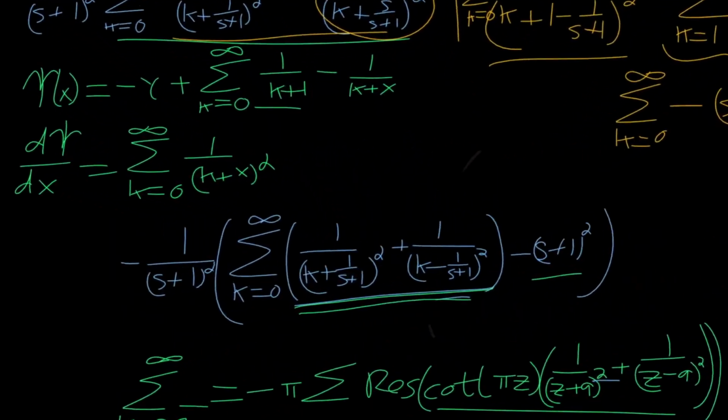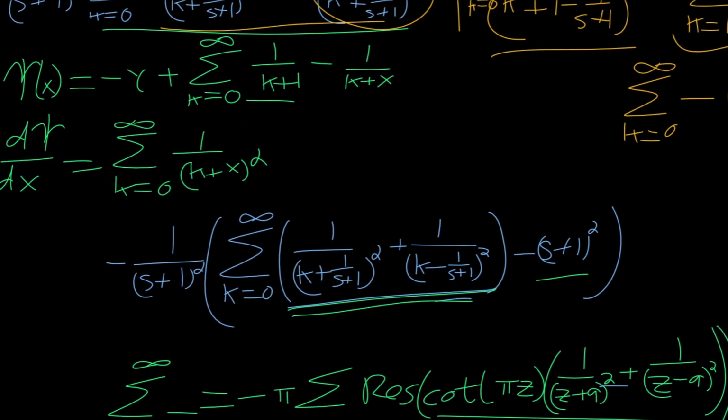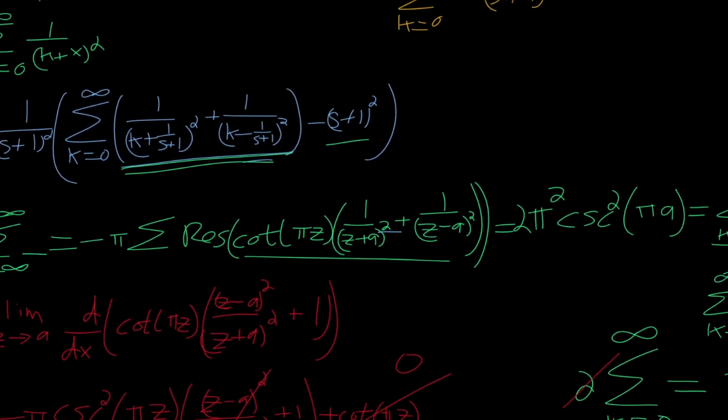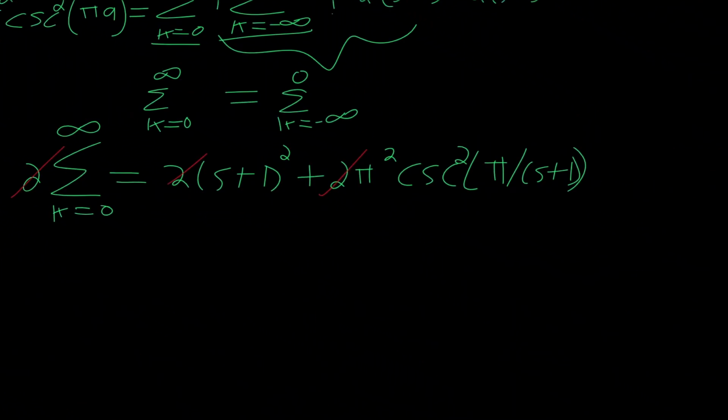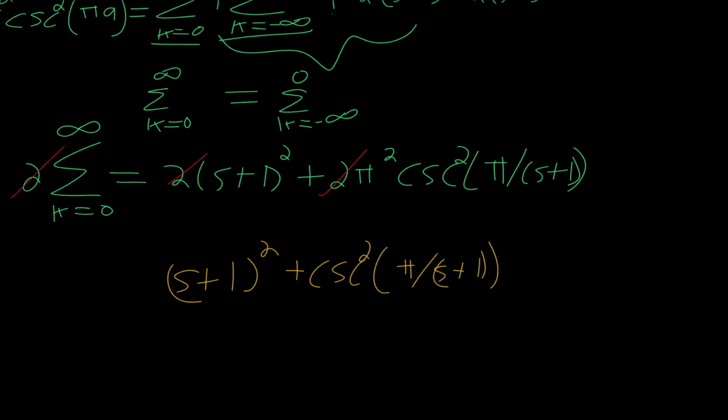So plugging this into our original formula, we've just evaluated the sum. All we need to do is take our sum, subtract s plus 1 squared from it, and stick a minus 1 over s plus 1 squared term out front. So using the results of the sum right here, we have s plus 1 squared, and then plus cosecant squared pi over s plus 1. But we also have this minus s plus 1 squared. So these terms actually just completely cancel. And there's a pi squared up front, I do apologize.